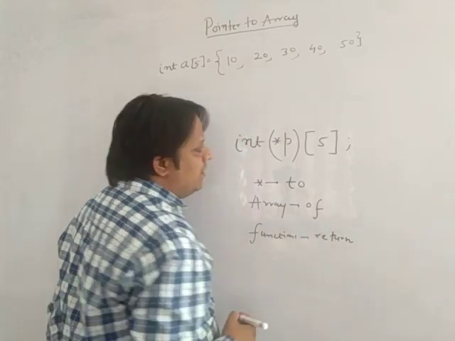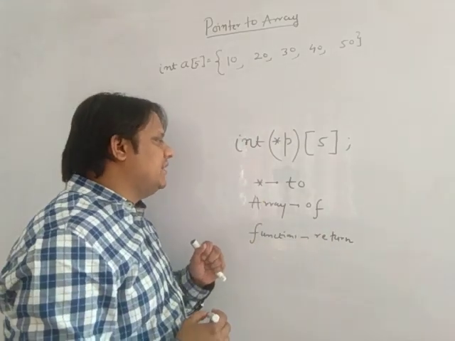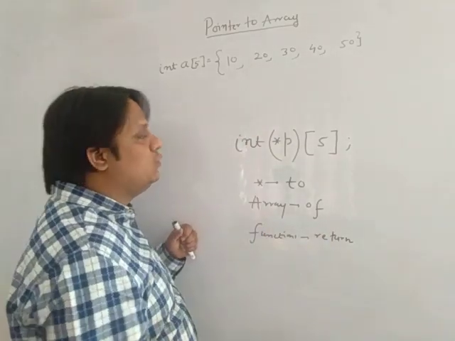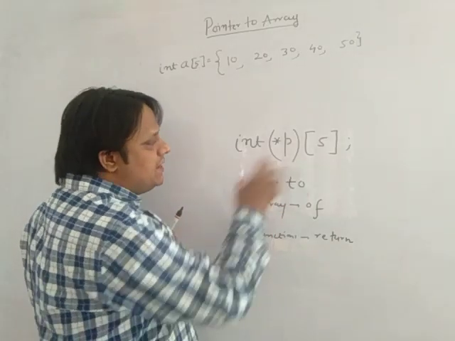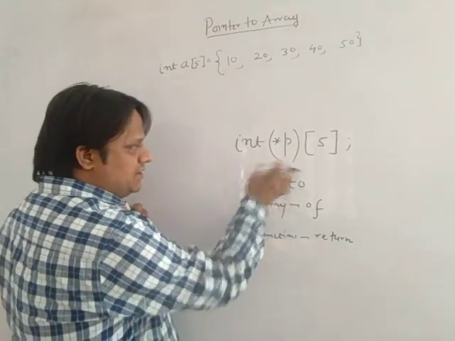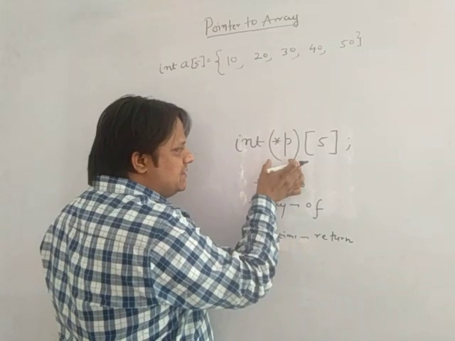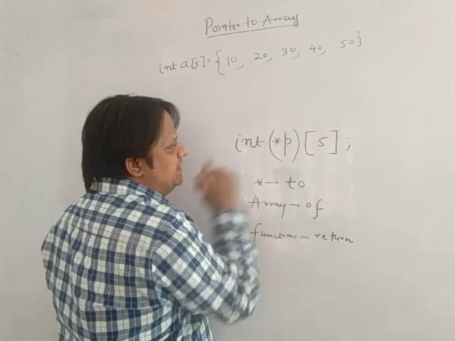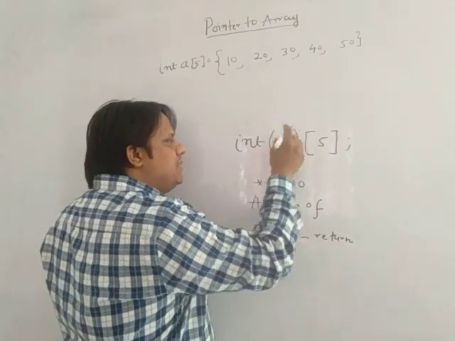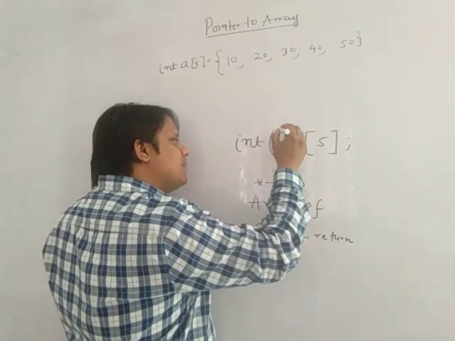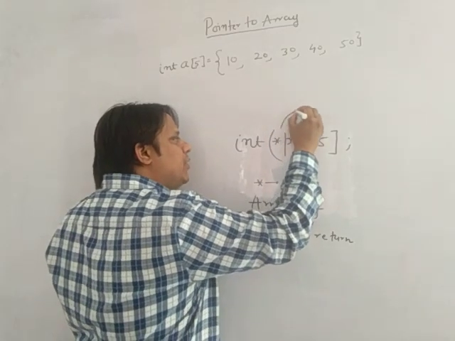For example, if I have to state what p is, there is a clockwise rule to read this. Since this p is inside a bracket, when a variable is inside a bracket, we first evaluate that bracket. So what is p? Since p is inside this bracket, I will say that p is a pointer.